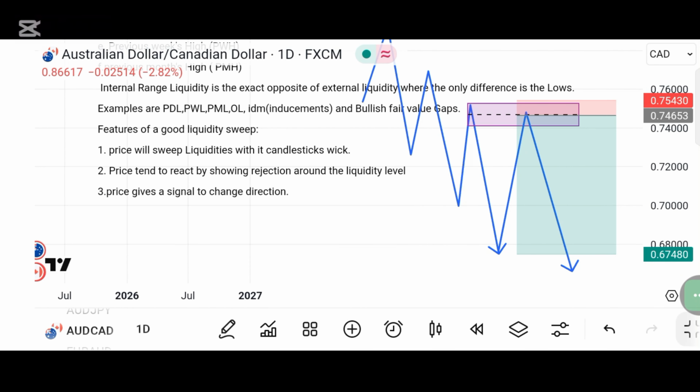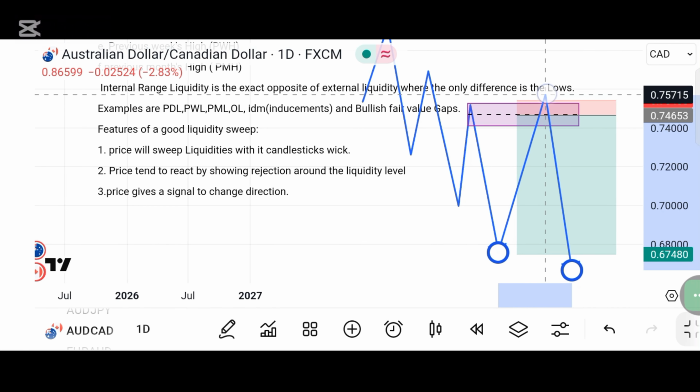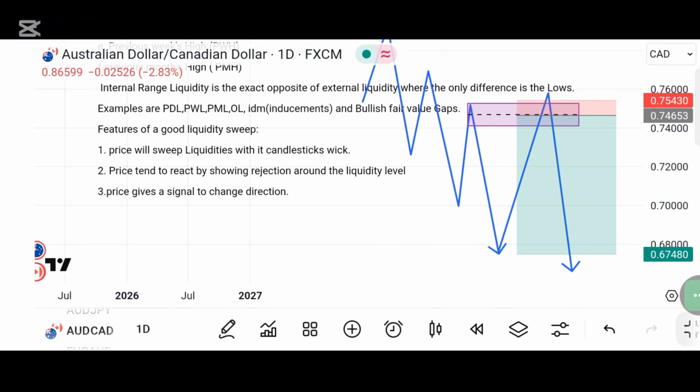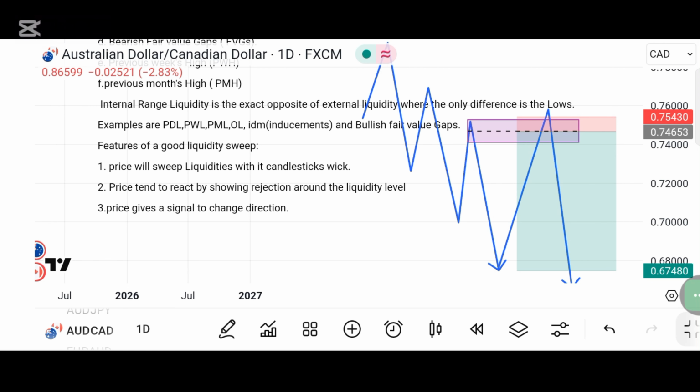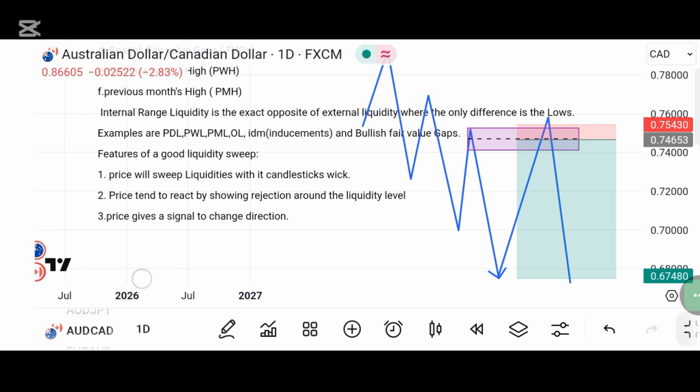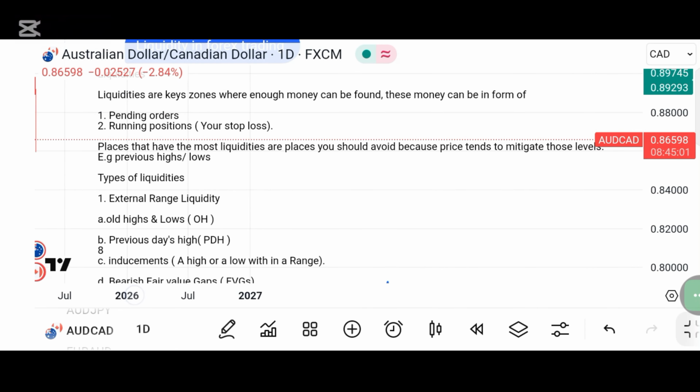So sometimes you can come to your screen and you see something like this. Instead of having a smooth running price, you will then see something happening in your chart like this, where price will hit your stop loss and still go in your original direction. This process of mitigating your stop loss is the sweep in liquidity. Price has collected your money, which is the pending order.